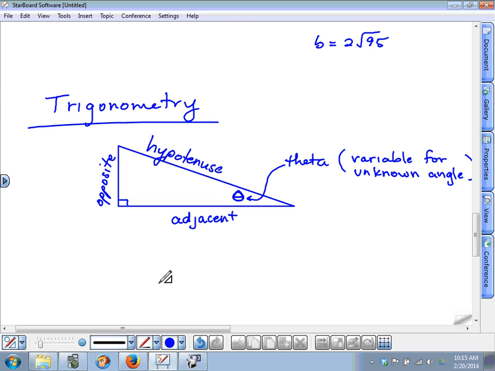But this is only the opposite side because this is where theta is. You guys have to understand this. I don't want you to erase anything because it's going to get messy in your notes, but if I put theta up here in this corner, is this the opposite side anymore? That would be the adjacent side.